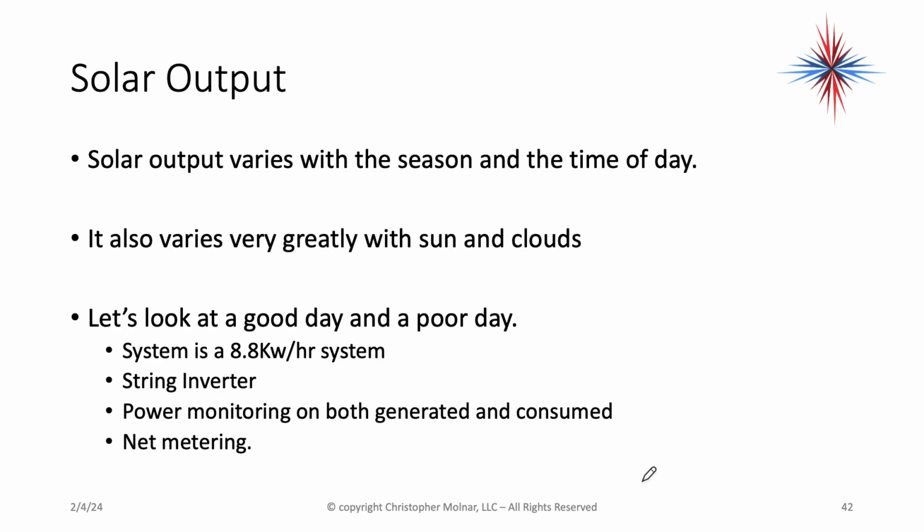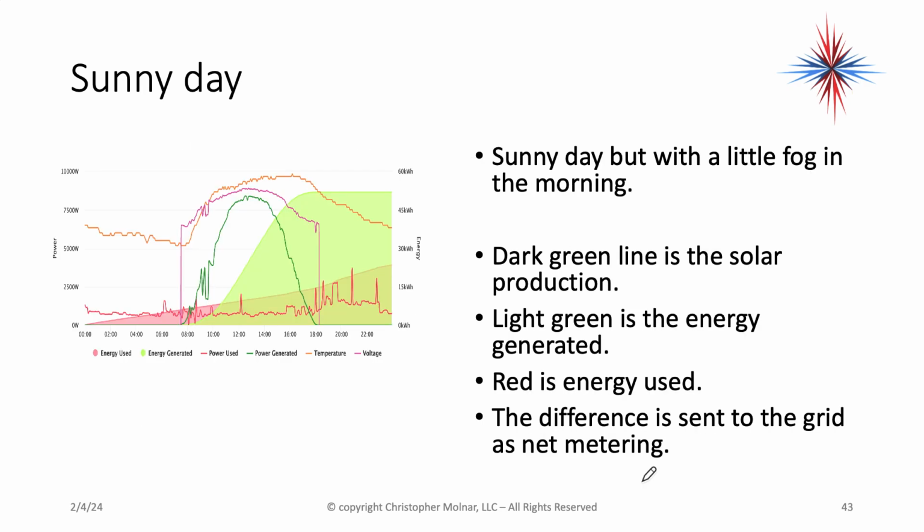Let's look at a good day and a poor day on a system. The system is 8.8 kilowatts per hour. It's string inverters. There's power monitoring on both generated and consumed. And there's net metering. In other words, the power that is sent back to the grid is credited to the customer's account. So this is a sunny day.